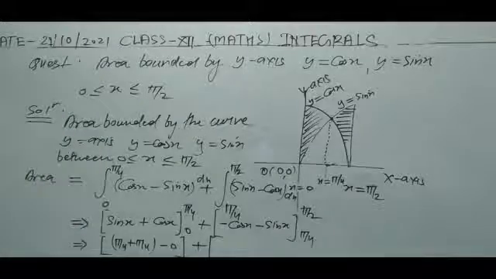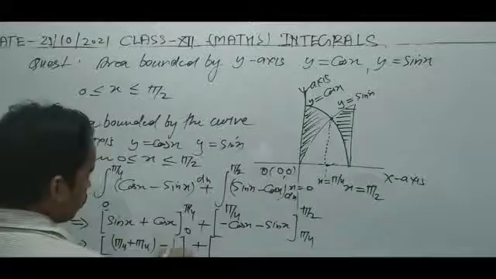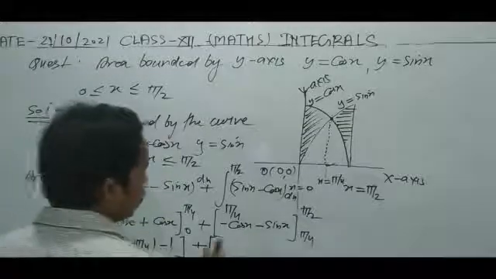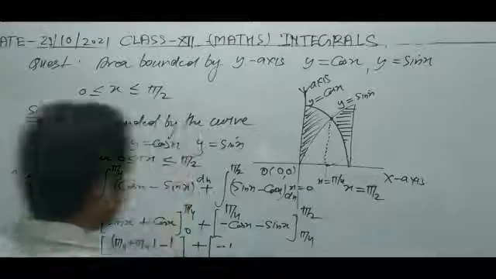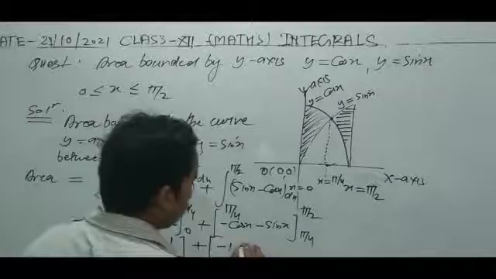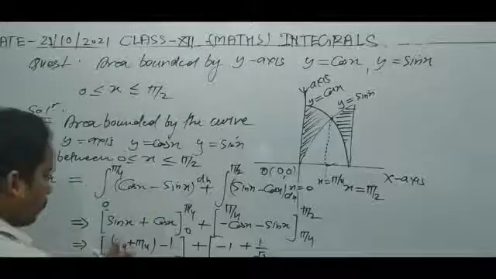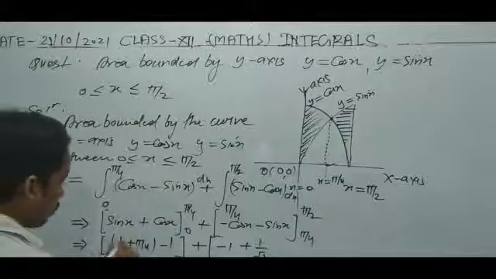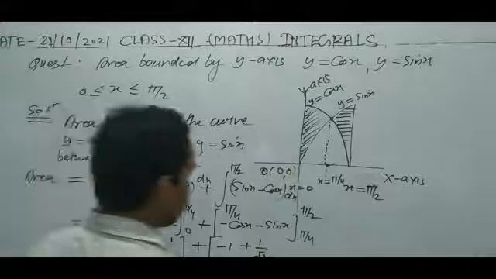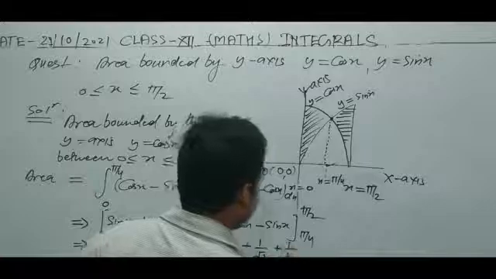Now again, when you put x is equal to 0, sin 0 and cos 0 result is 1. So this will be minus 1. Again, cos pi by 2 result is 0, minus sin pi by 2, this is minus 1, and minus sin, cos pi by 4 means plus 1 by root 2. This is also pi by 4 means 1 by root 2. This is 1 by root 2 and plus this is also 1 by root 2.